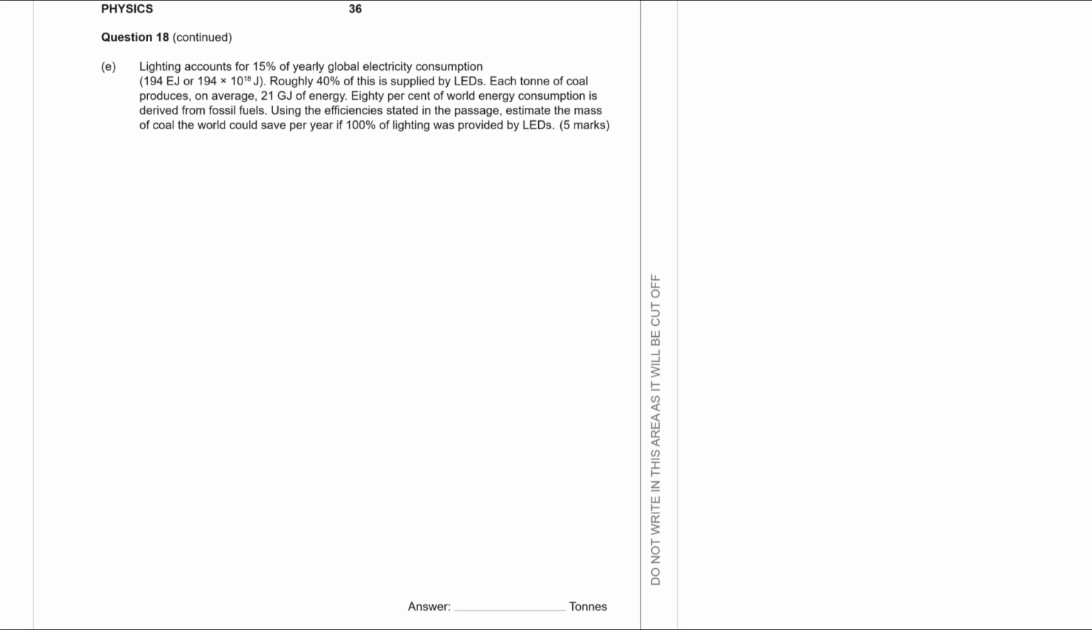So what I'll be doing now is saying, okay, if the global energy consumption is 194 EJ, or times 10 to the 18 joules, then I'll first work out how much energy is consumed by the lighting, and that's just going to be 0.15 times that number. And I get 2.91 times 10 to the 19 joules per year.